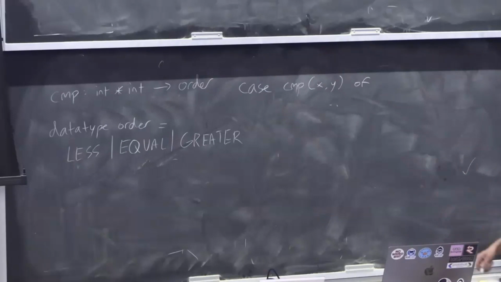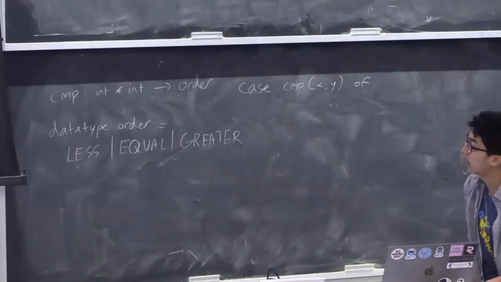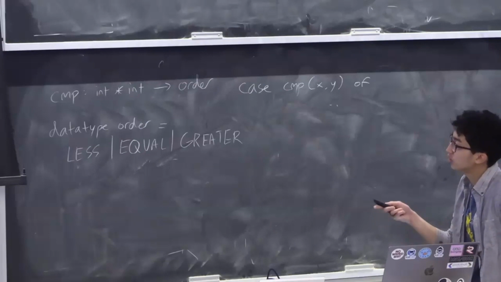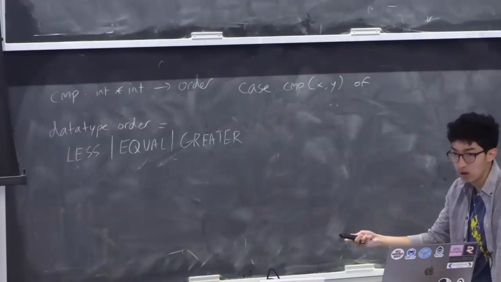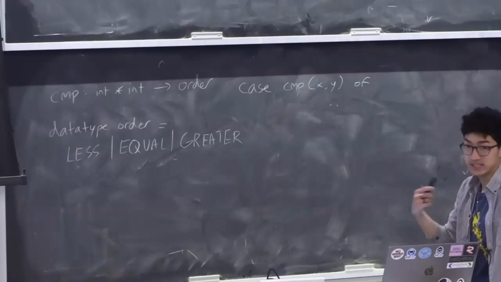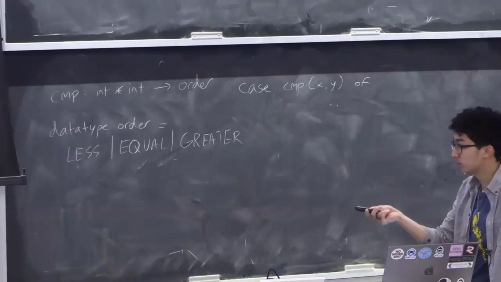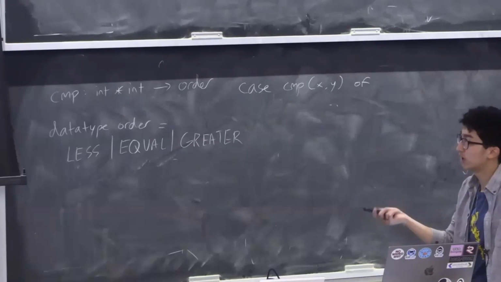All right. So with data type order equals less, equal, or greater, this is our new comparison function. If x is less than y, we return an order, which can be only one of three things. So we return the constant constructor less, which is a value of type order. Otherwise, if it's equal, we return the equal constructor. Otherwise, we return the greater constructor.